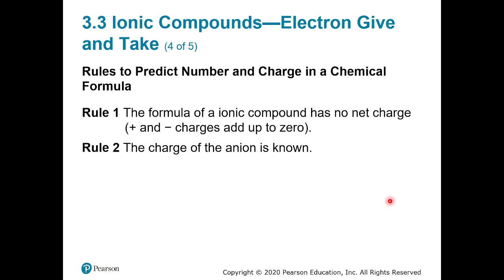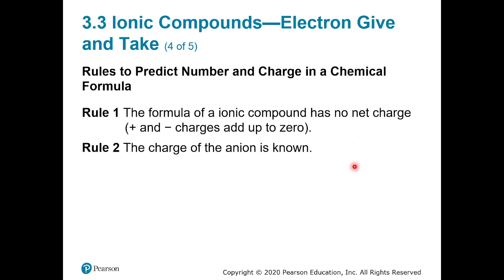So rules predict number and charge in chemical formula. Again, the formula of an ionic compound has no net charge. Your plus and minus charges have to add up to 0. You can think of this as basically balancing your electrons, like you'd balance your dollars in your account. Just remember electrons are negative.